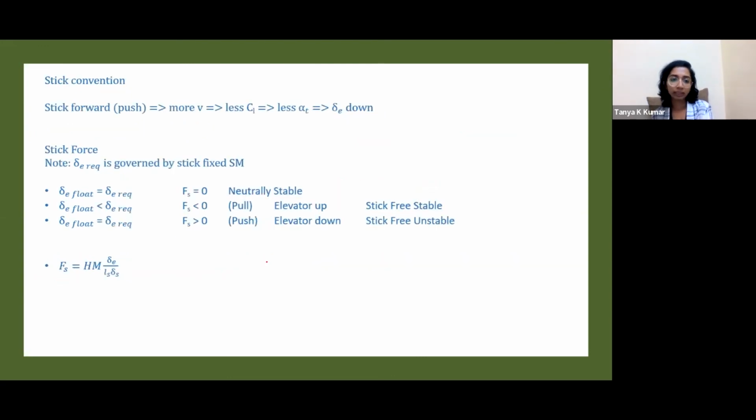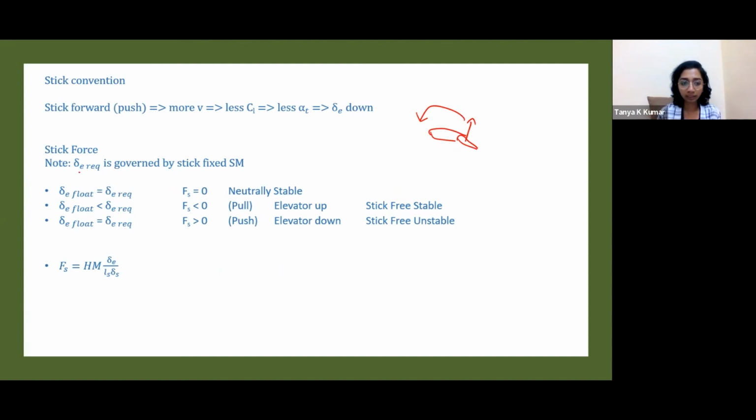Then we saw the stick conventions. Pushing the stick forward, you get more velocity. How do you achieve more velocity? You reduce the CL. How do you reduce CL? You reduce the angle of attack. How do you achieve reduction in angle of attack? You deflect your elevator down. What happens when you deflect your elevator down? You have a lift here, and it produces a pitch down moment, a nose down moment, which reduces your angle of attack.